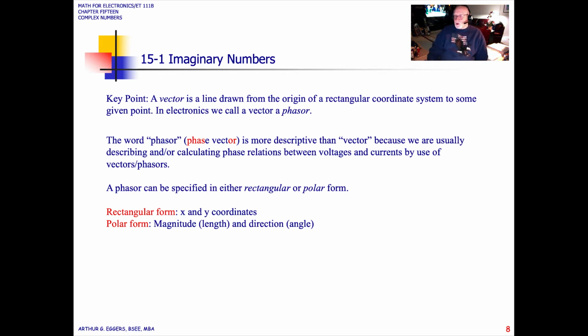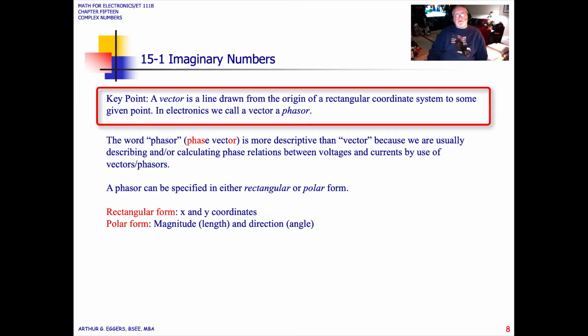What we are going to start to see then is we're going to use something called a vector, and more preferably a phasor representation, for identifying what's going on. The X, Y Cartesian system is good, but the polar system more accurately describes what we're going to be talking about. A vector is a line from the origin of a rectangular coordinate system to some given point. In electronics, we call it the phasor.